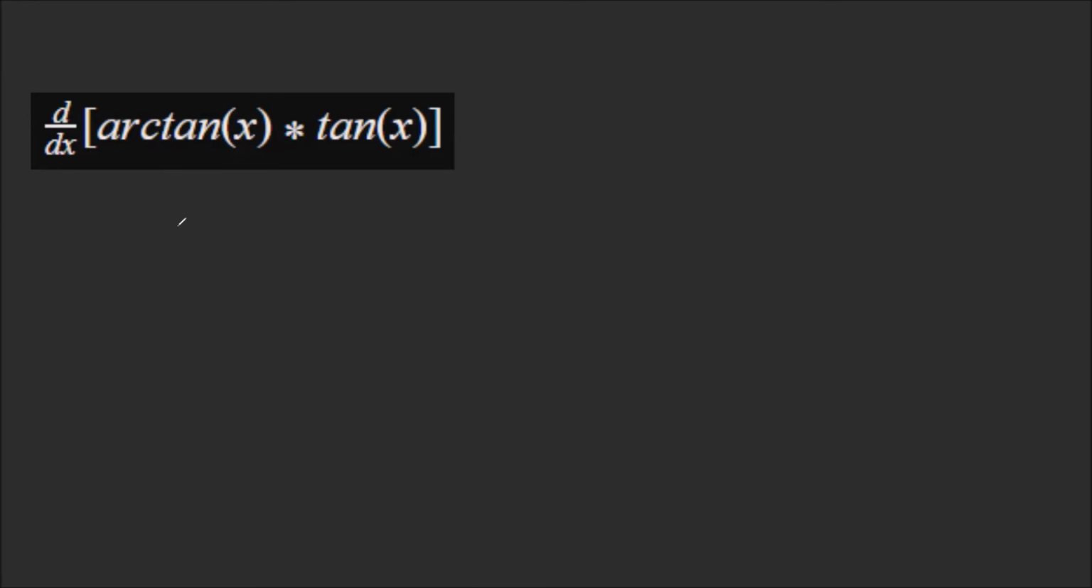So all we really need to find is the derivative of the first term and the derivative of the second, and then we can just plug everything else in. So what is the derivative of arctan of x? Well, it is equal to, I believe, 1 over 1 plus x squared. And the derivative of tan of x is secant squared x.